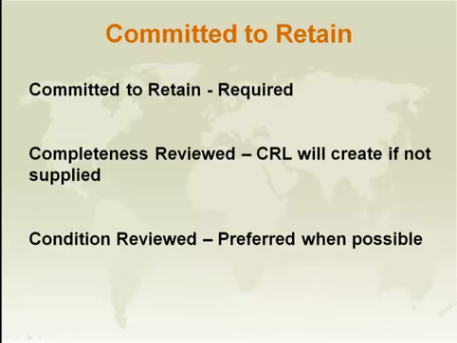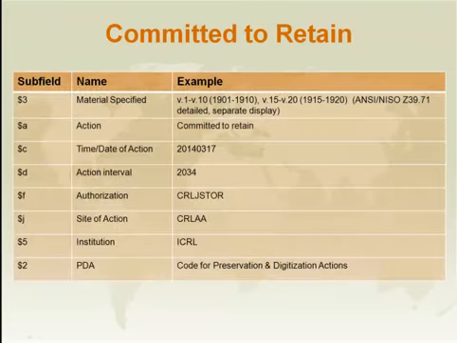And depending on what the subfield A is, that has specific requirements in terms of other subfields. For example, the completeness reviewed and the condition reviewed would each have a subfield L and a subfield Z for status and a note field that you wouldn't have with the committed to retain. And we'll show examples of that as well. So the committed to retain is the shortest of all the fields, or has the fewest subfields involved. And these are the required subfields for that field.